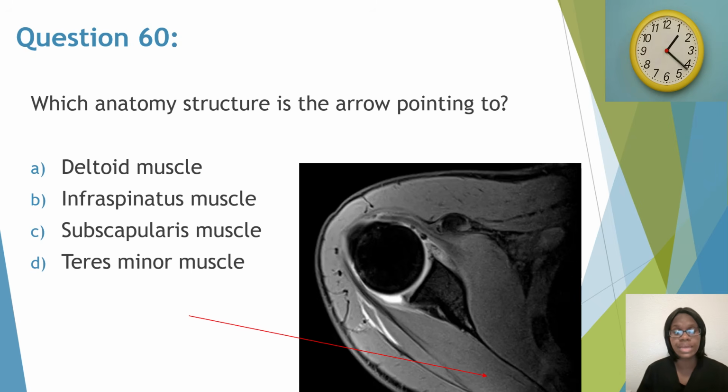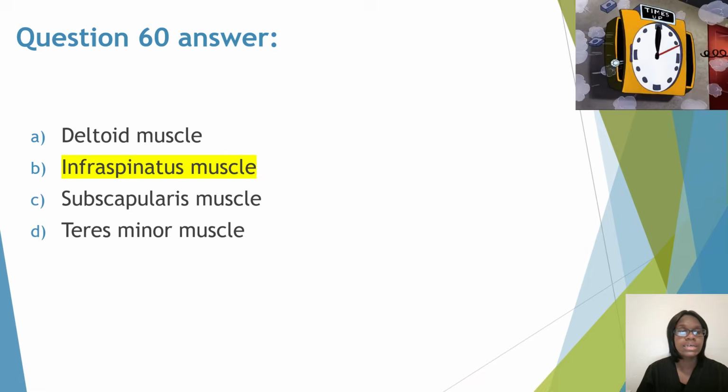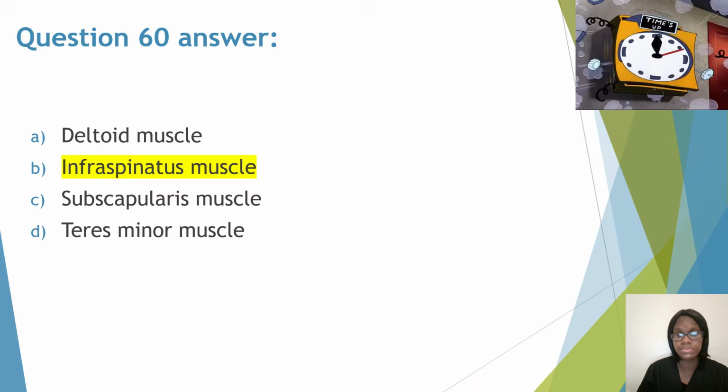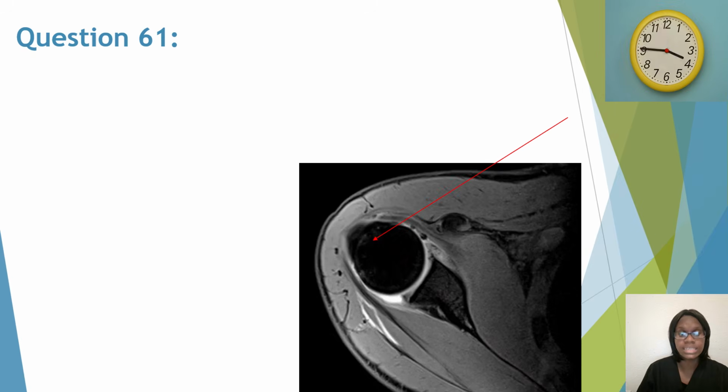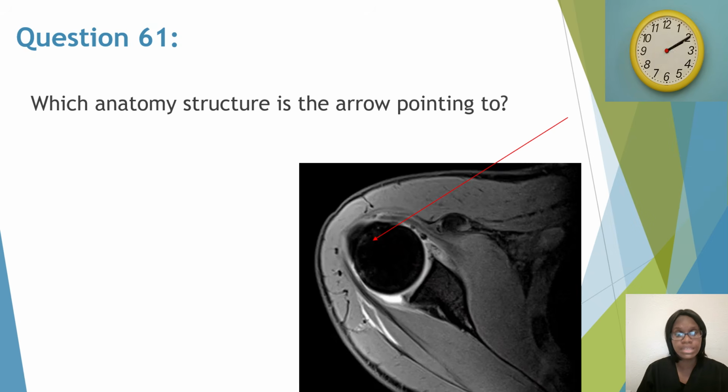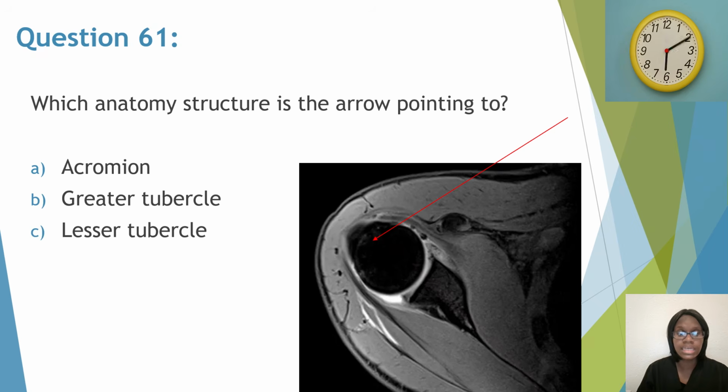All right, the correct answer is B. Infraspinatus muscle. Question 61. Which anatomy structure is the arrow pointing to? A. Acromion. B. Greater tubercle. C. Lesser tubercle. D. Coracoid process.